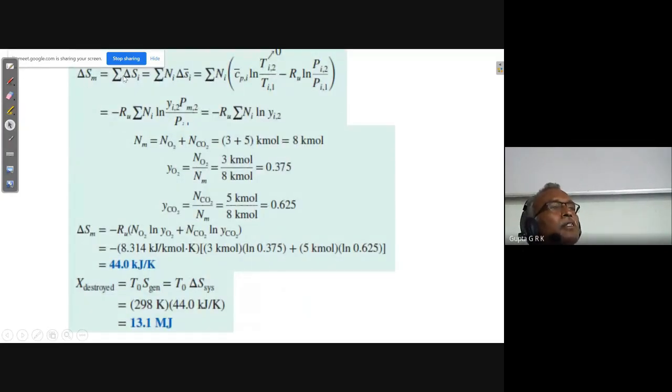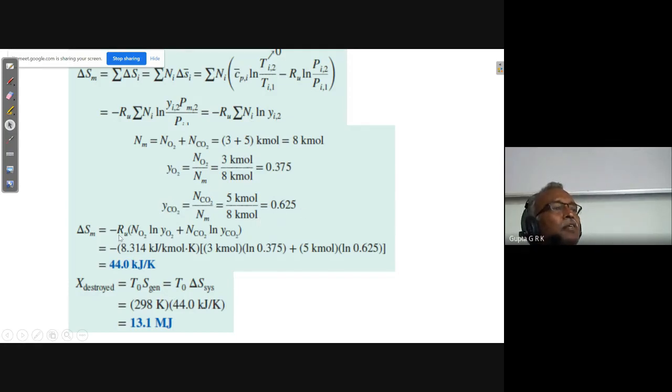So the change in entropy is the change in entropy of each of the components. And here the temperature change is 0 and the partial pressures are different, so I have to put Pi2 by Pi1. For that I have to use the mole fractions, because the partial pressure ratio Pi2 by Pi1 is here Yi2. The moles total 3 plus 5, 8 kilomoles, and the mole fraction of oxygen is 3 by 8, 0.375, and the mole fraction of carbon dioxide is 5 by 8, 0.625.